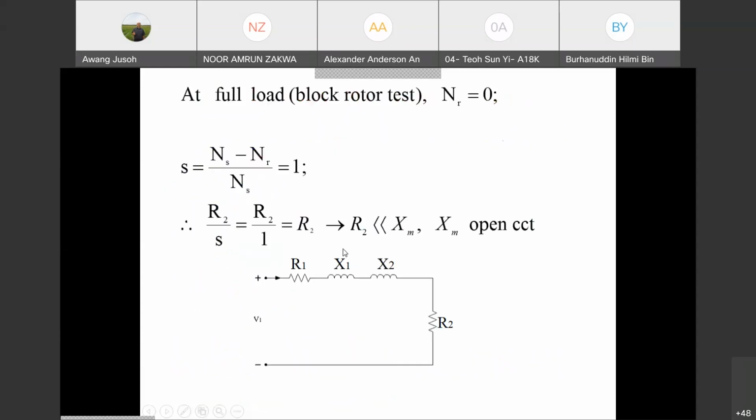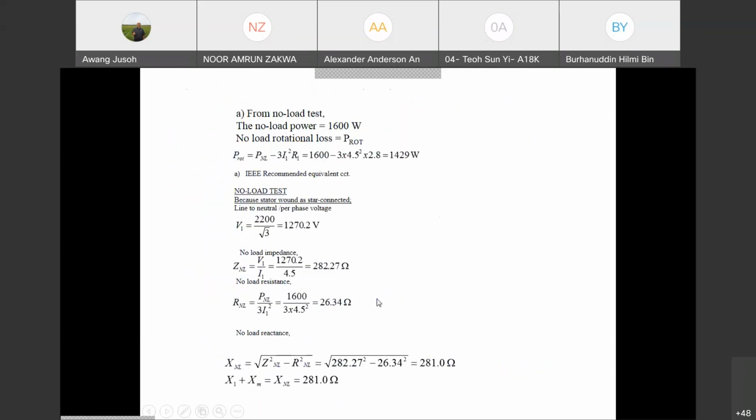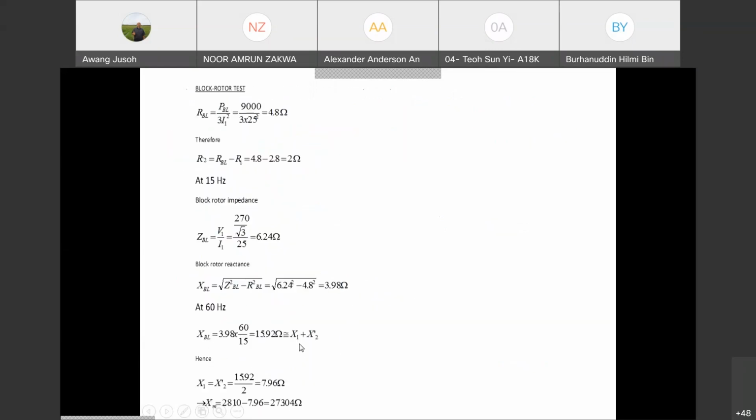See that, what is the impedance there? X1, X2, the reactance X1 and X2 in series. So X1 plus X2 equals this reactance, which is 15.92. And basically we say that X1 equals X2, so we can divide by 2. Then we got 7.96. That gives the X1. So once we get X1, we can calculate XM.